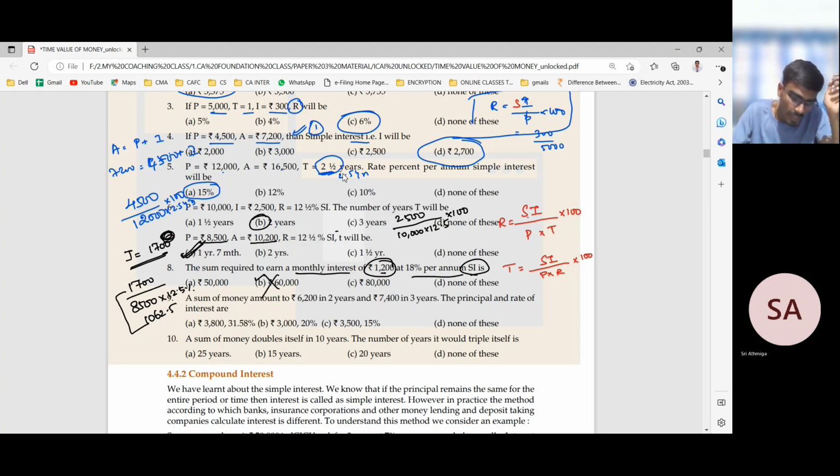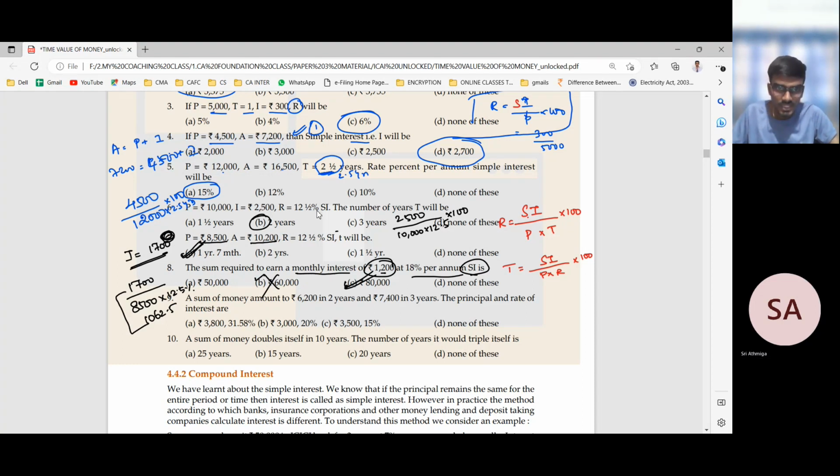Option C is 80,000. 80,000 into 18% is nothing but 14,400. Okay, it's for the whole year. Now we are going for only 1 month, so divided by 12. What is the value? 1,200. So option C is correct. Are you able to understand?